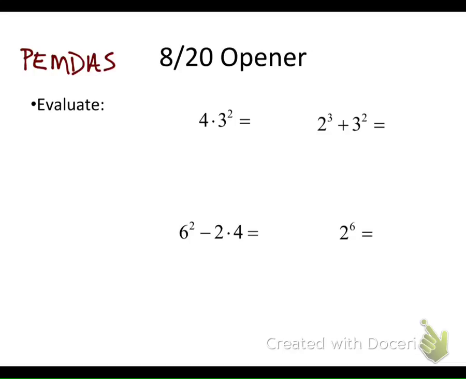Okay, so if we look at this first problem here, 4 times 3 squared, where am I going to start, AJ? Exponent. Okay, so 3 squared, what's that going to be? 9. Okay, so I'm just going to cross it off and put 9 above it. Now what do I do? 9 times 4, which is? 36. And because this is my final answer, what should I do to it? Box it. Great job.